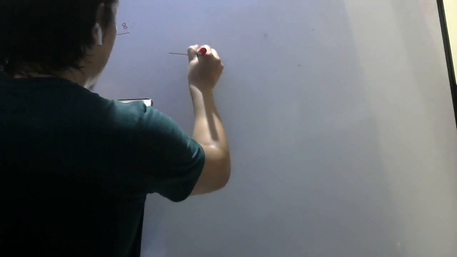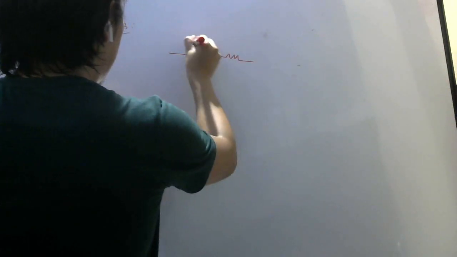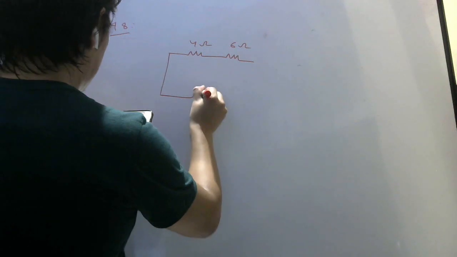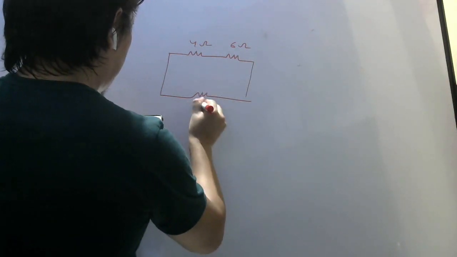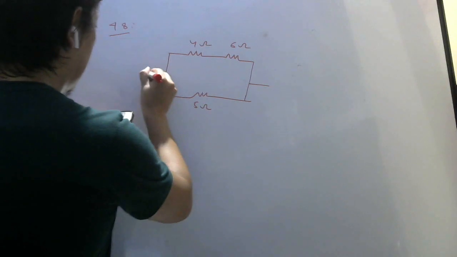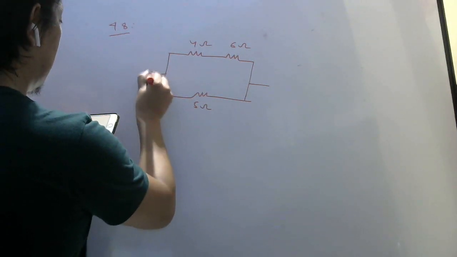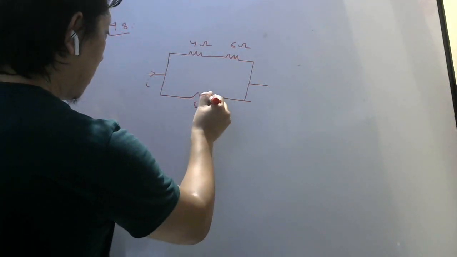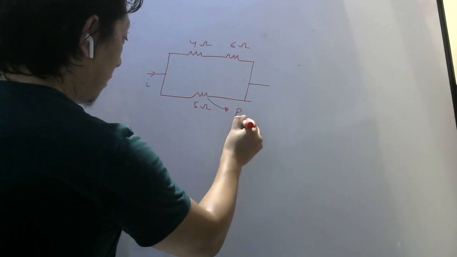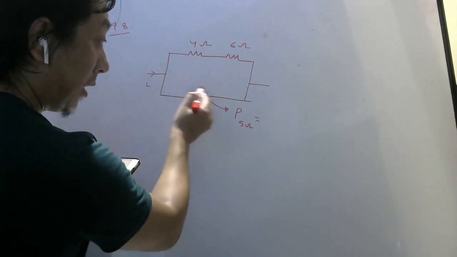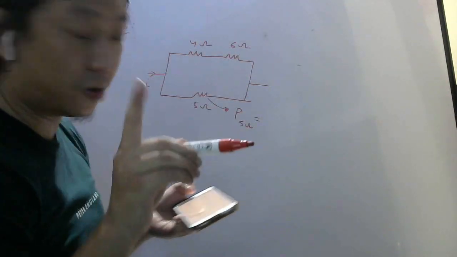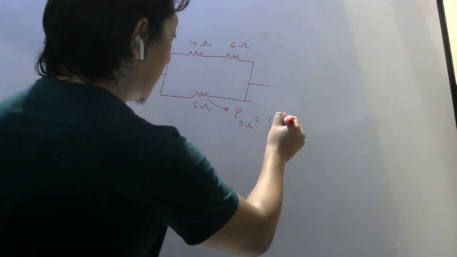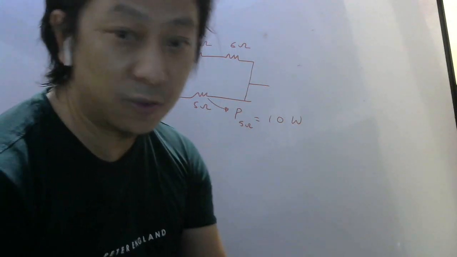So the diagram is given like this. Here 4 ohm, here 6 ohm, here 5 ohm, and the current coming from here is not given. But they have given the power consumed by the 5 ohm alone, only by this resistor. Not total power. So the power consumed by this one is given as 10 watts. Joules per second means watts.